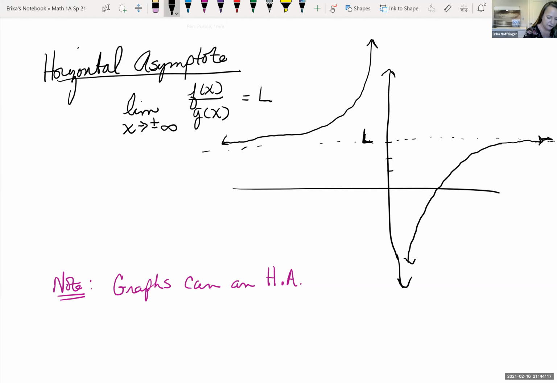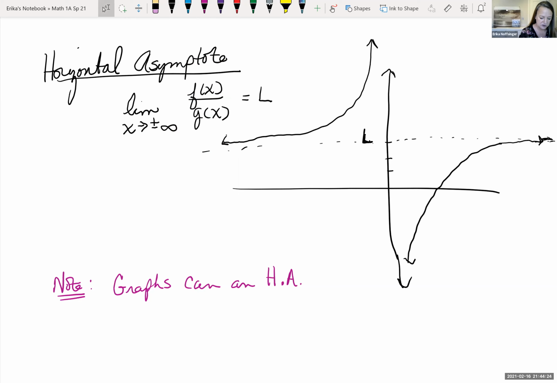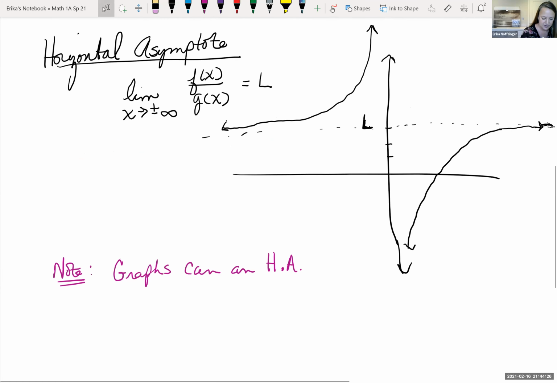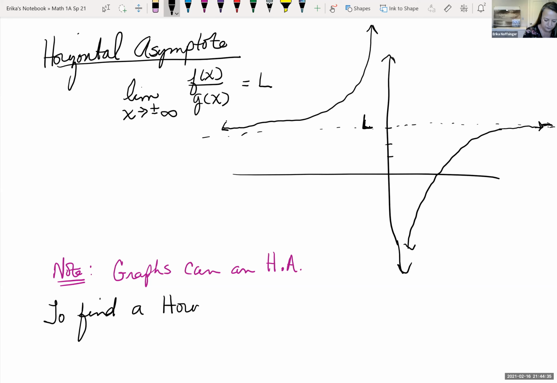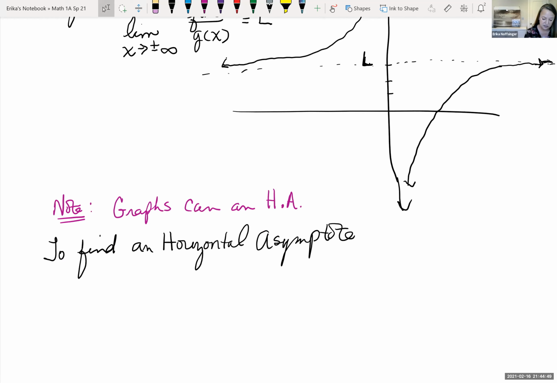And then how do we find them? Well, that really depends on the degrees of your numerator and denominator. So there's 3 possibilities when finding a horizontal asymptote. To find a horizontal asymptote, you need to find the degree of the numerator and the degree of the denominator.